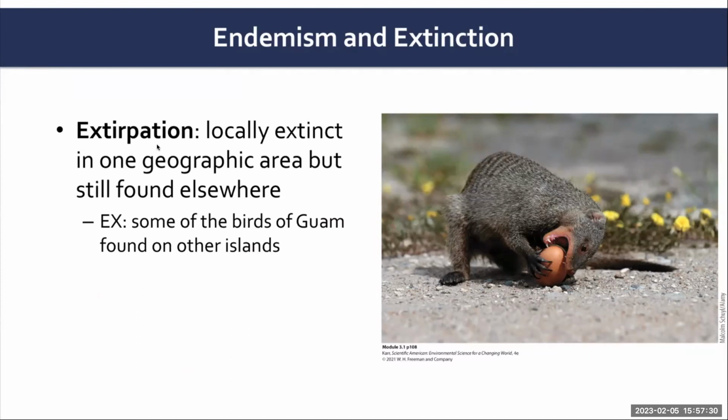Some of the birds of Guam that I mentioned were found on other islands. So it's still concerning if they've been extirpated from Guam, but it's not necessarily the same level of concern as species that have gone extinct. With extirpated species, at least there can still be some hope of recovery.